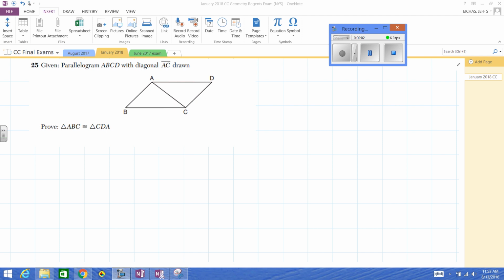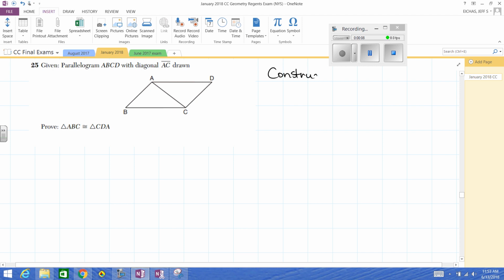Continuing with the January 2018 exam, starting the constructed response with number 25, and this is the part twos, which are 2 points each. So that's going to go from 25 to 31. You're going to get seven part two questions, 2 points each. Now that definitely influences how much we put down for our proofs.